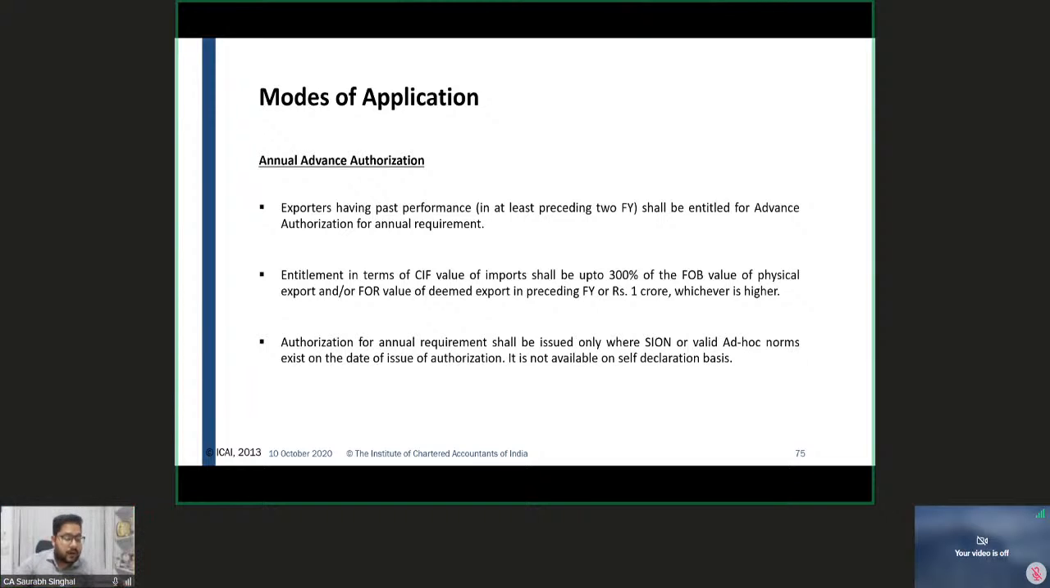What is the upper limit for annual requirement advance authorization? The upper limit in terms of CIF value of imports, not import duties, but imports, shall be 1 crore or 300% of the FOB value of physical exports, whichever is higher. 300% of the exports that you have done in the preceding financial year, or 1 crore rupees, whichever is higher, is the upper limit for annual advance authorization. So up to 1 crore or 300% of the FOB value of the exports that you have made in the last year will be the upper limit for your import CIF value under advance authorization.